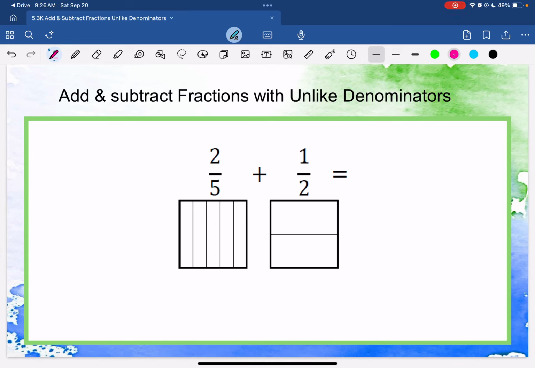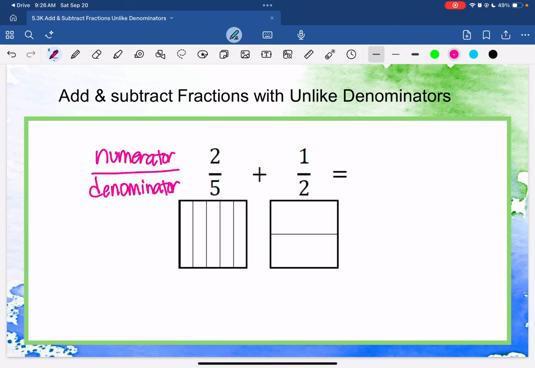Today's video will focus on adding and subtracting fractions with unlike denominators. So let's first get some vocabulary out of the way. The top number is referred to as your numerator, which is really your part size, and it'll make sense when I model it for you. The bottom number is your denominator.